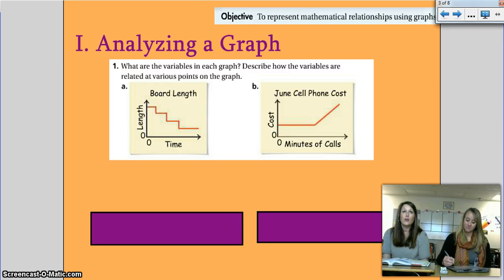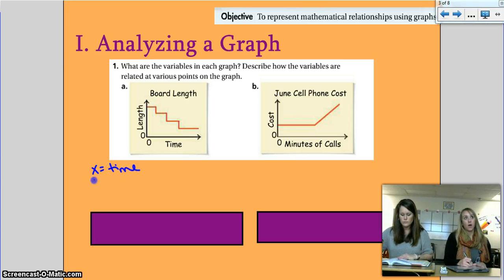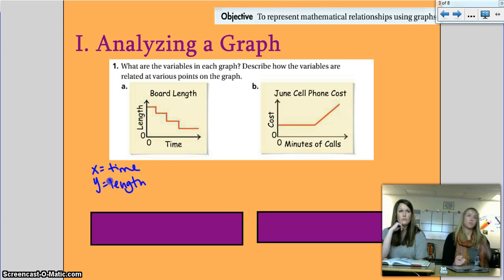Okay. Analyzing a graph. What are the variables in each graph? Okay. So this one. So x is time. Y is length. So this doesn't have anything besides the graph for us. It just has a graph, it has a title, and the axes are labeled. And now we've got to figure out what in the world is going on with apparently a board. So a board length. Okay.